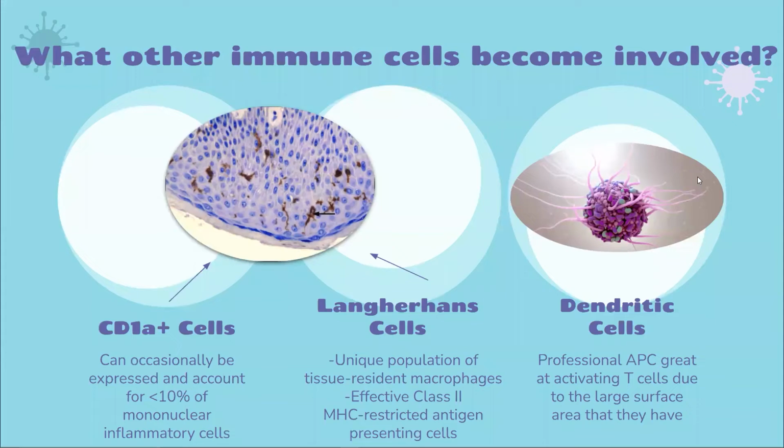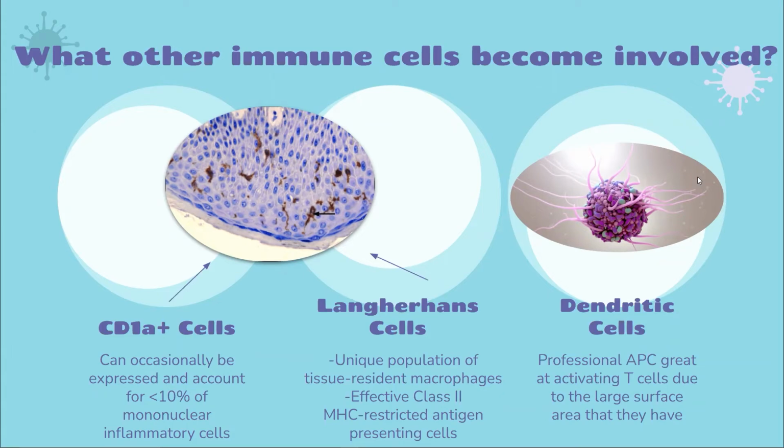So what other immune cells become involved? These would be cells displaying the CD1A positive surface marker. In necrotizing fasciitis' case, these can sometimes be expressed and account for less than 10% of the inflammatory cells present responding to the infection. The two cells expressing the CD1A plus surface marker are Langerhans cells, which are a unique population of tissue-resident macrophages that are effective class 2 MHC restricted antigen presenting cells.